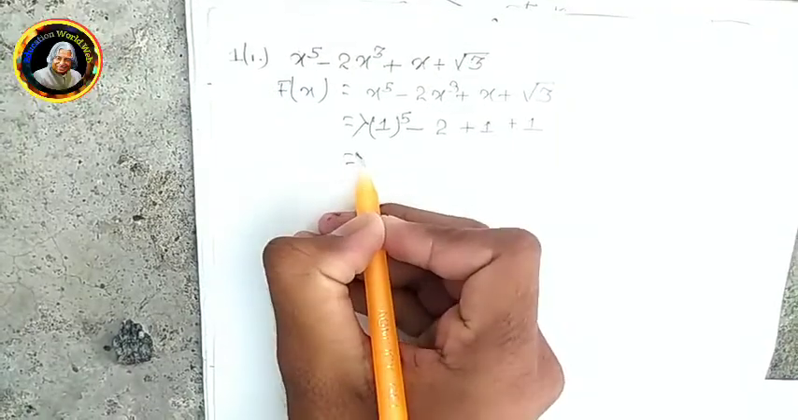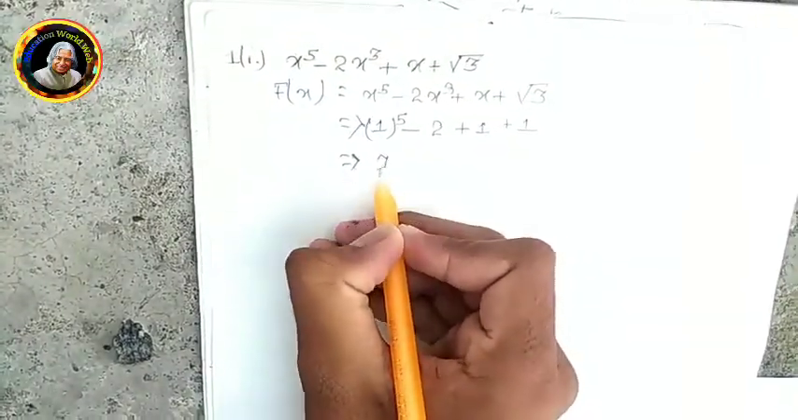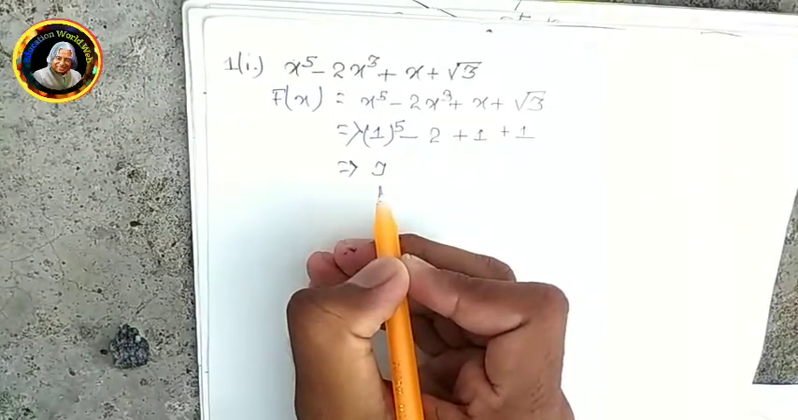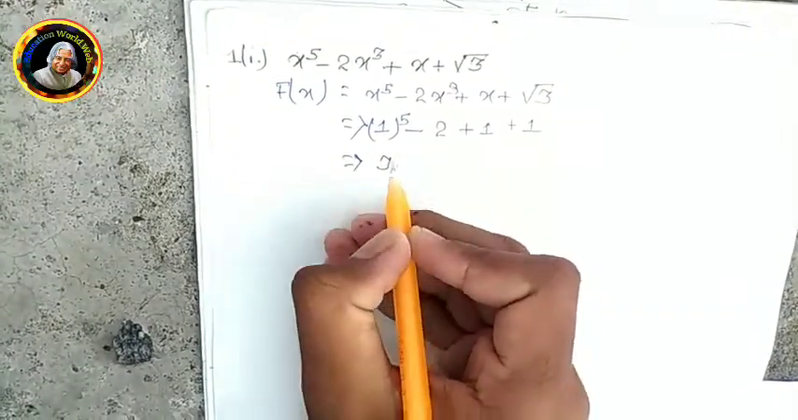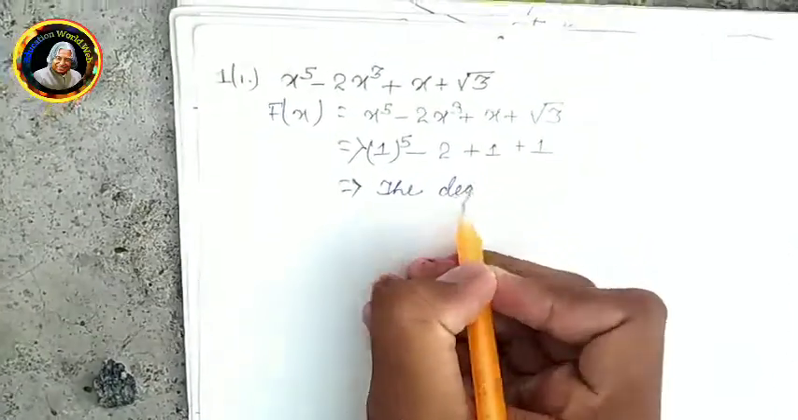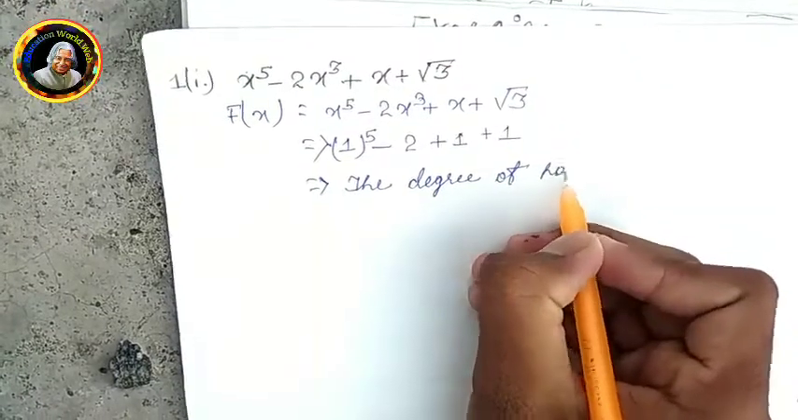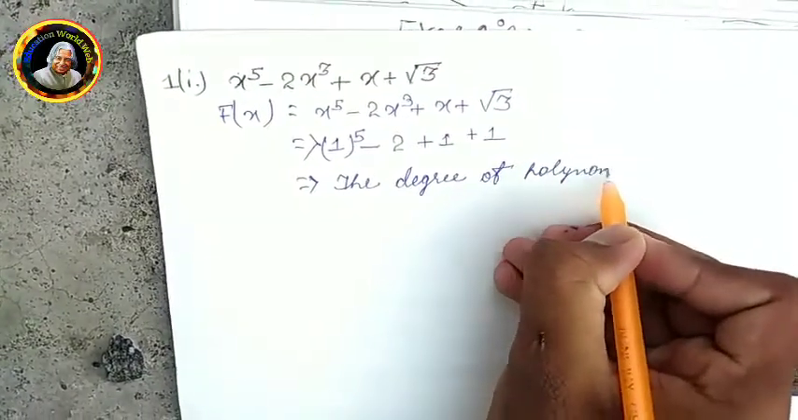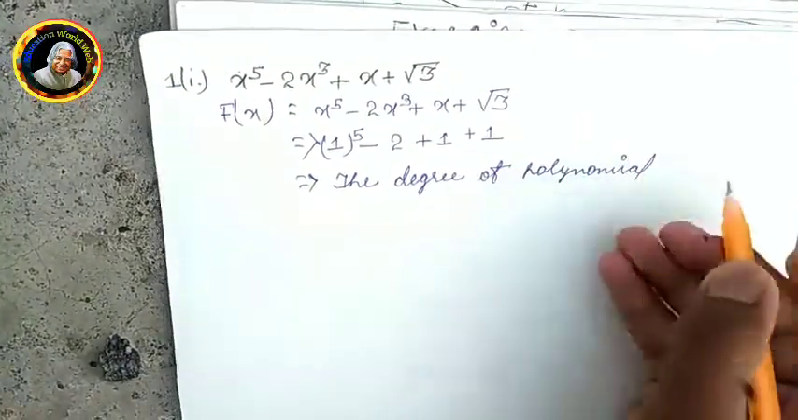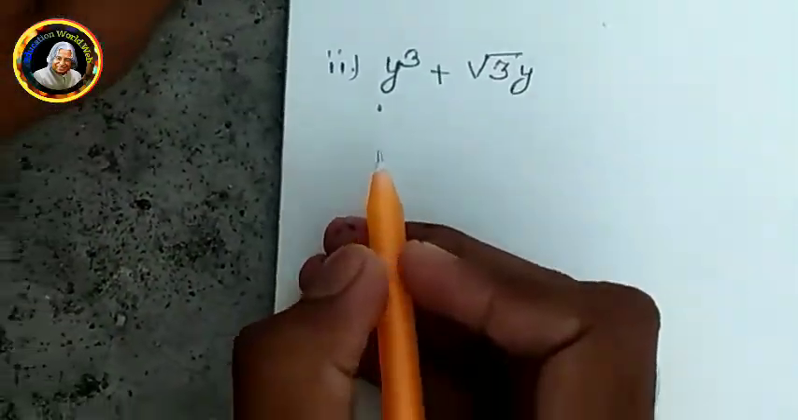So we know that the largest power in a polynomial is always its degree. So the degree of the polynomial is 5.